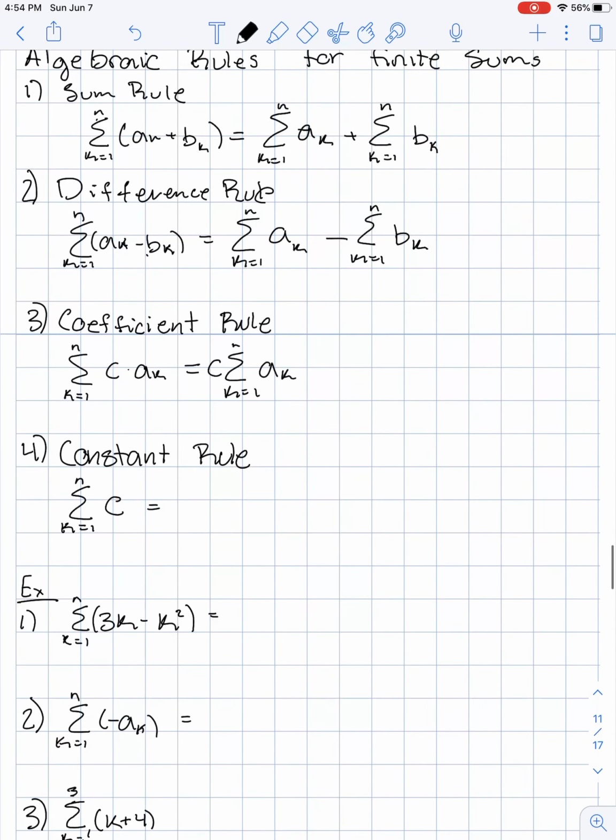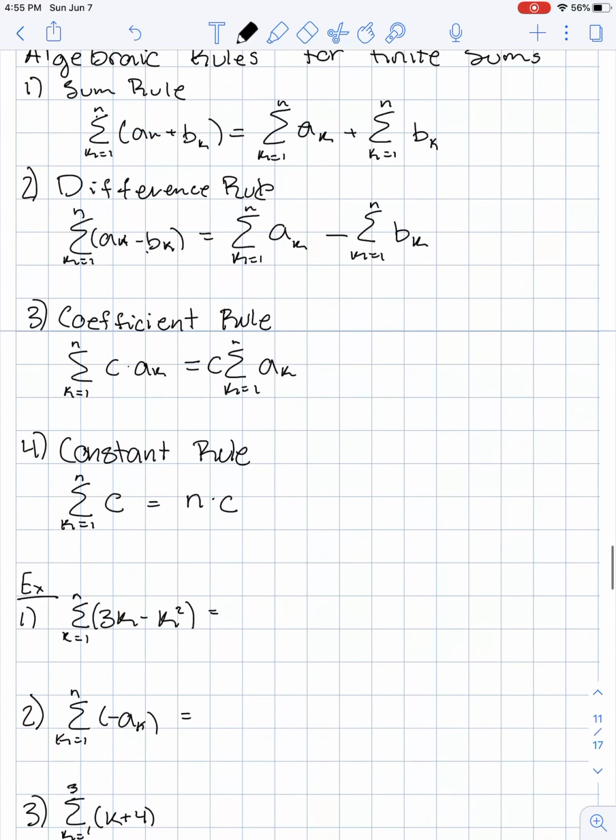The constant rule is actually pretty interesting. If I'm adding a constant, 1 plus 1 plus 1 plus 1, 10 times, well, that's 10 times 1. So this is just going to be n times c. So the summation just goes away. Notice that I'm multiplying this top number right here times c, and c has nothing to do with k.